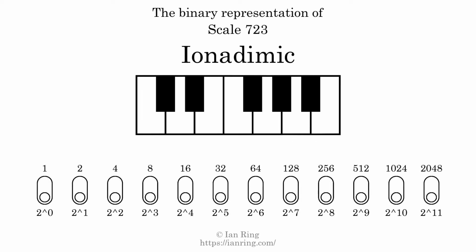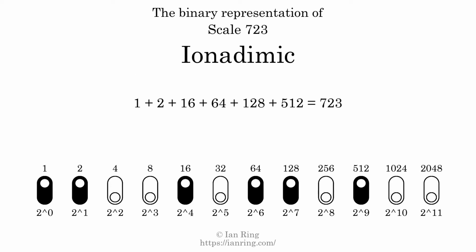The binary representation of this scale is determined by mapping tones of the scale to binary digits. Each binary digit represents a power of 2. To get the scale number, we add the powers of 2 together. The powers of 2 that are present in the scale, all added together, equals 723. That is why the scale number, in decimal, is 723.